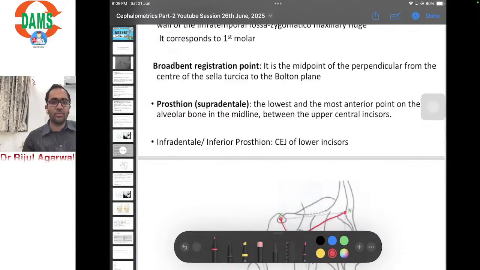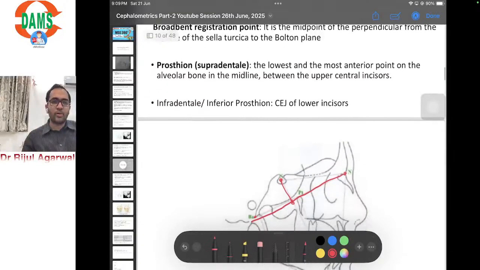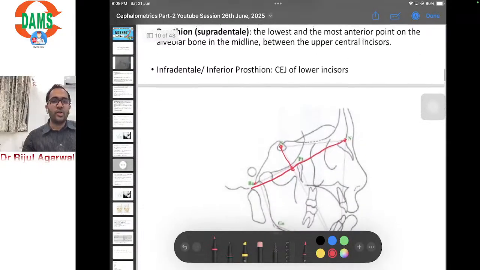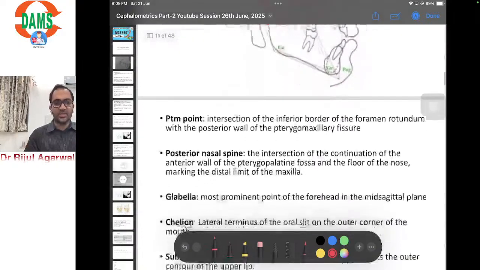So this is also known as a Bolton plane. Prosthion or supradentale is the lowest and most anterior point on the alveolar bone in the midline, located between the central incisors, and similarly infradentale is located at the CEJ of the lower incisors. Supradentale or prosthion is located on the CEJ of the upper incisors.